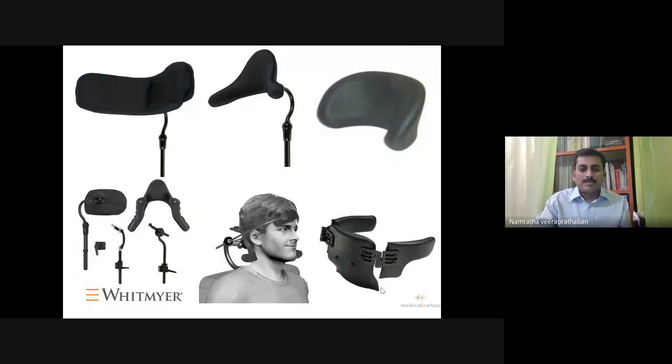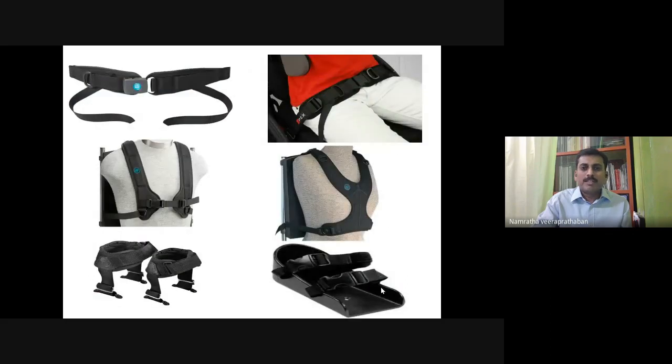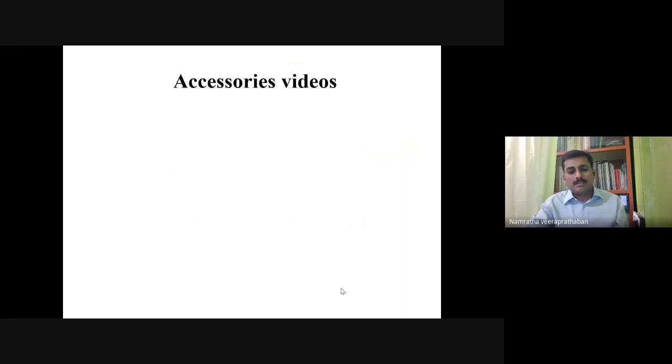Now we have different types of head supports. We have different types of belts. You can see the hip belt here, and shoulder harness here, and then ankle huggers here. Now I'll show you the accessories videos.